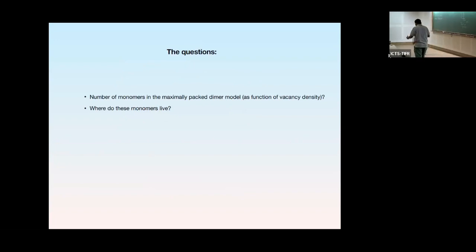So what is the question we are interested in? I want to know what's the number of monomers in the maximally packed dimer model as a function of vacancy density. So I'm imagining some underlying regular lattice, square, cubic, triangular, whatever, depending on the context. It's going to have some randomly placed vacancies, quenched disorder. And I want to know how many monomers are there in this maximally packed dimer model. That's one question. The second question is, where do these monomers live? Okay. So that's the setting. These are the questions.